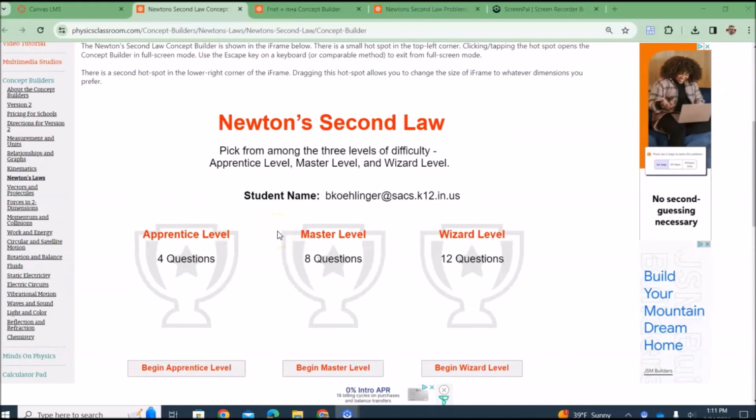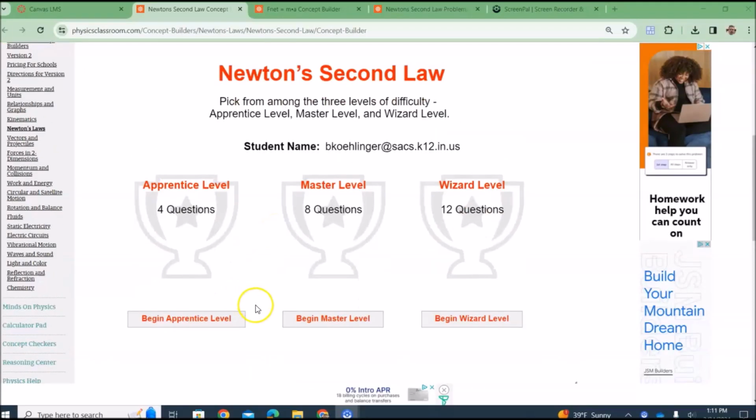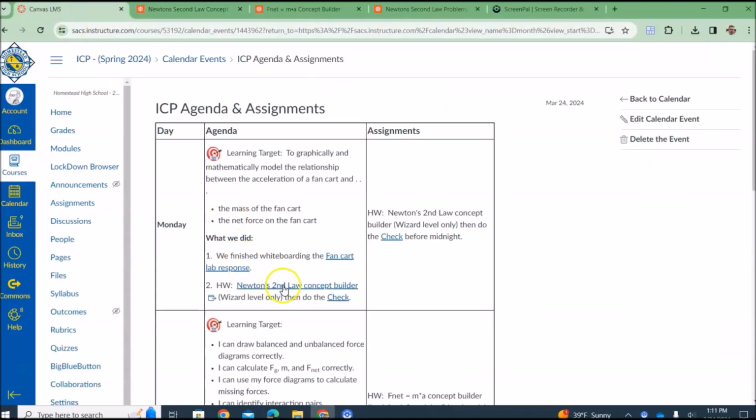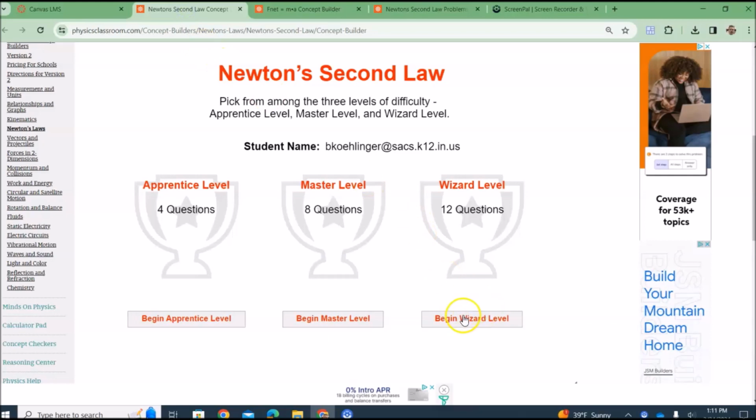Okay, real quick video to show you how to do the concept checker here for Newton's second law. You're only doing the wizard level.